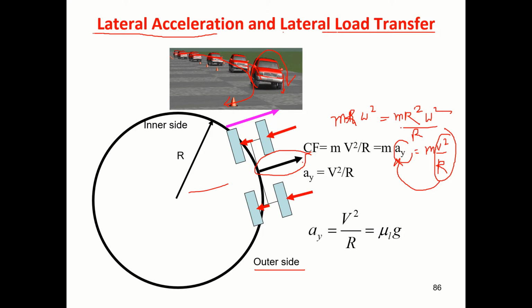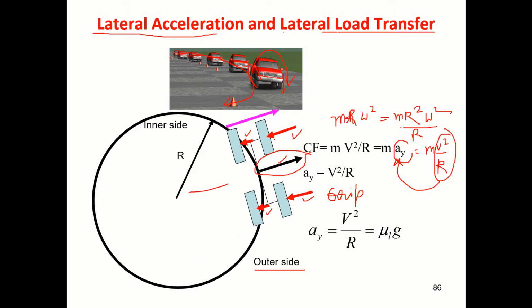So this is the centrifugal force acting outwards. To keep the vehicle on track, these are lateral forces at the wheel road contact. You can call them grip forces. So the sum of these four forces is equal to the centrifugal force. Then the vehicle will be following the track.